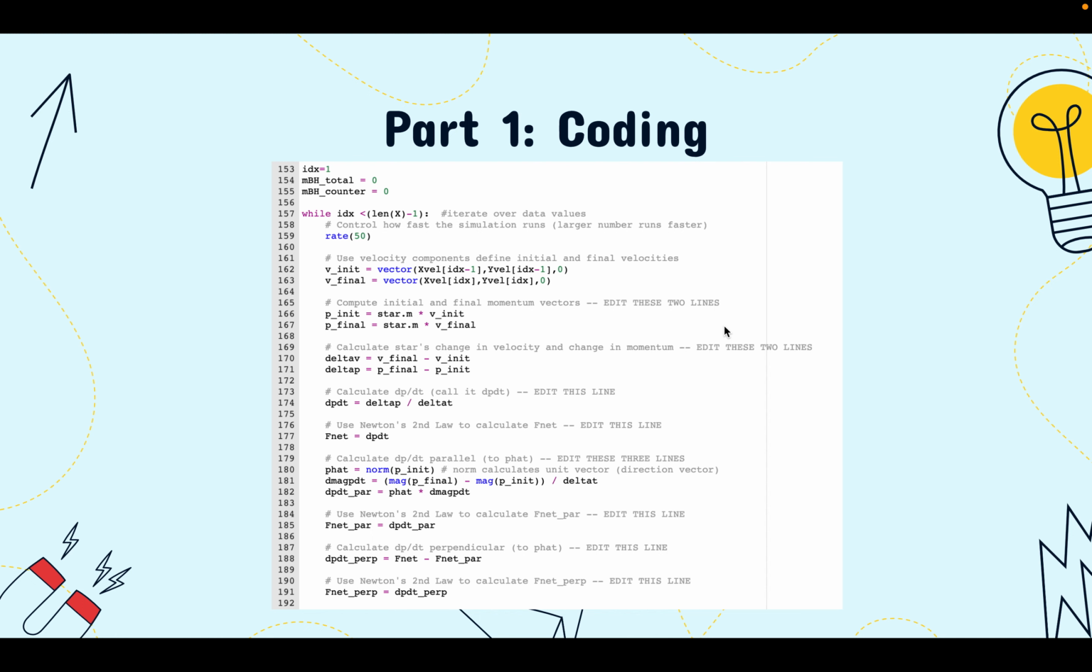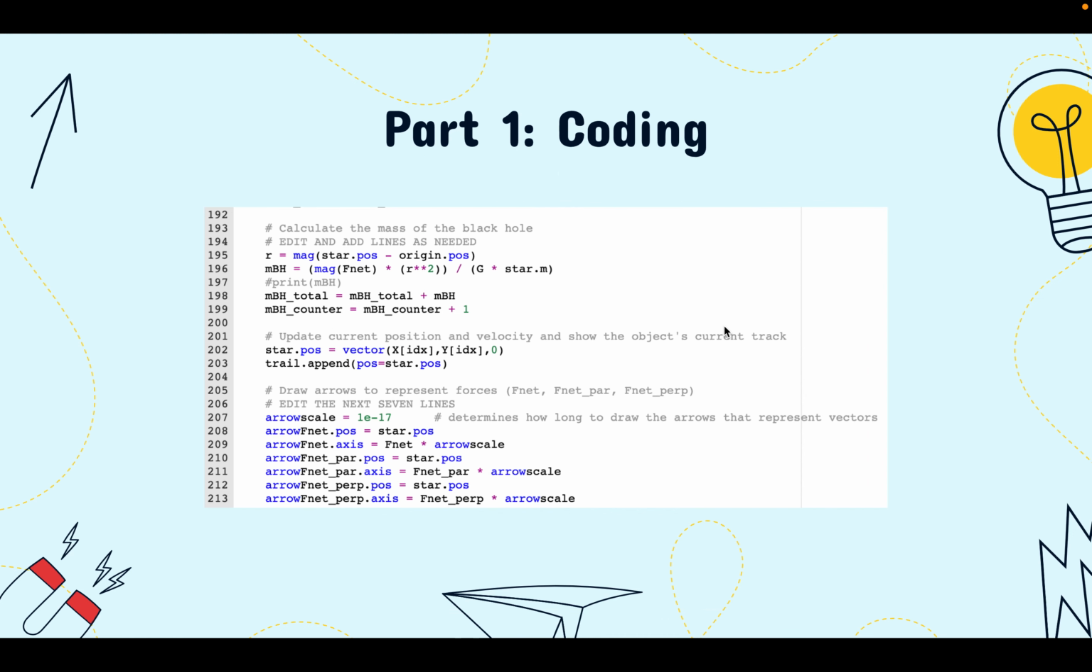We can calculate p hat by getting the unit vector, or direction vector, of the initial momentum, and we can calculate dmag p dt, which is the magnitude of the final momentum minus the magnitude of the initial momentum, divided by delta t. Multiplying this by p hat gives the parallel net force component, and subtracting this from the net force gives the perpendicular component of net force. Here r is the magnitude of the position between the star and the black hole, and we can calculate the mass of the black hole by rearranging the force of gravity.